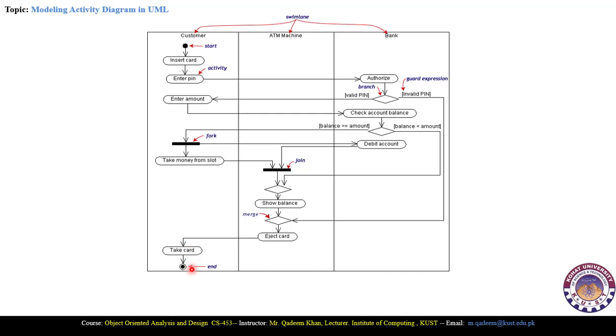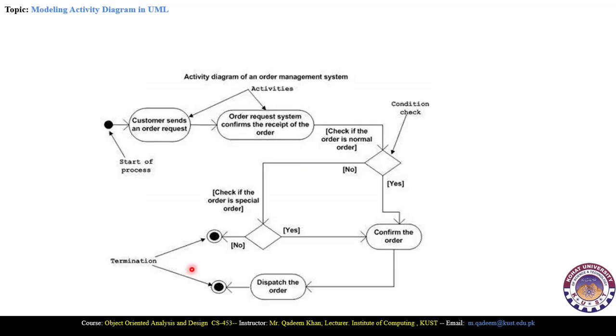So this is another example of the activity diagram of the ATM machine. Here is another example. This example provides you an order management system. It is the same, but here you can see that this activity diagram is very rough, and you can see two different terminations. It is also possible to define two different terminations, but it is better to define just one termination. So one termination can be placed just here by using the fork, and only one terminating symbol will be defined here.